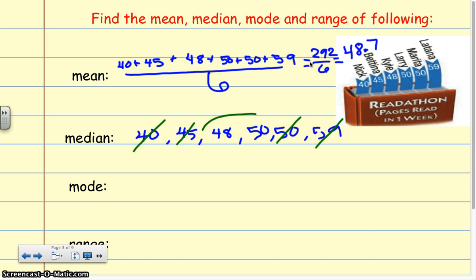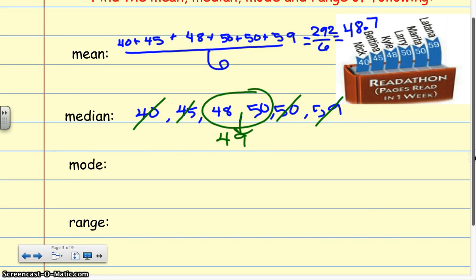Now I have two numbers here. They are not both my median. What I have to do is find the halfway point between them. And halfway between 48 and 50 is 49. So that would be my median. My mode, what occurs the most? Of course it looks like 50 occurs the most because it occurs twice, so our mode is 50.